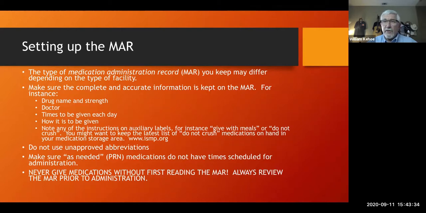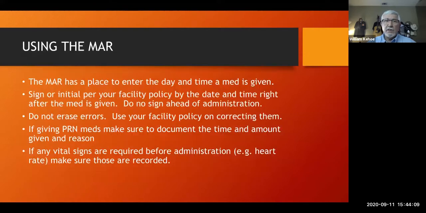Another thing to never do is use an unapproved abbreviation. Say what you have to say in writing. Don't come up with some new abbreviation that only you know about. Make sure that your PRNs are not scheduled for administration. Those are only as needed, and they should be somewhere else on the MAR, separated from those that are scheduled, so that you don't accidentally give them a PRN when they don't have the reason for taking it. So always review the MAR before administration. Never set up and give medications without reviewing the MAR first.